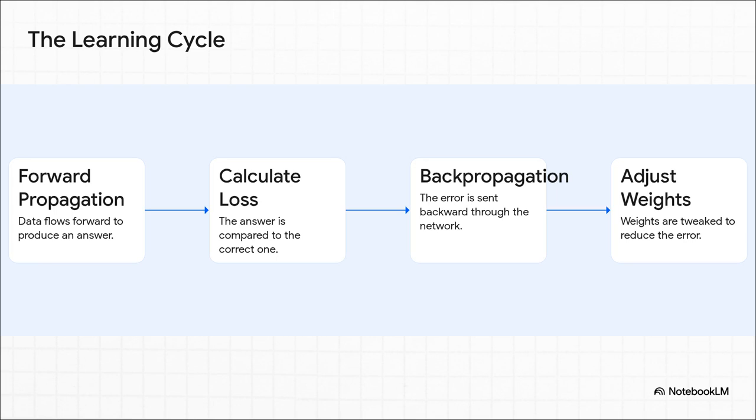Third, and this is the magic step, that error score is sent backward through the entire network. That's backpropagation. As that error signal flows back, it tells every single node how much it contributed to the mistake. And fourth, based on that feedback, each knob gets turned just a tiny bit to make the next guess better. Then the whole cycle repeats, millions of times.